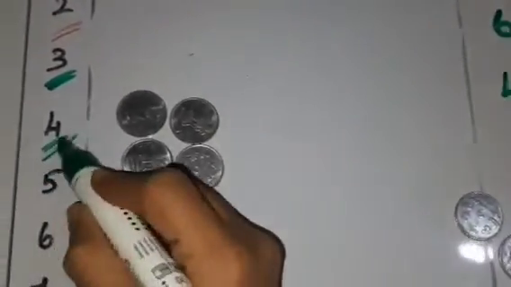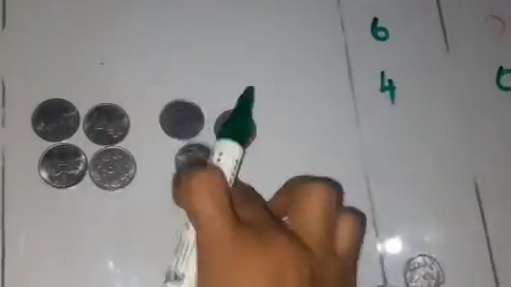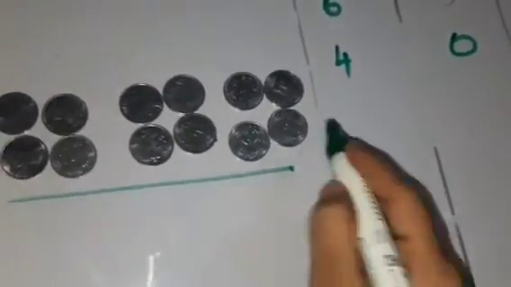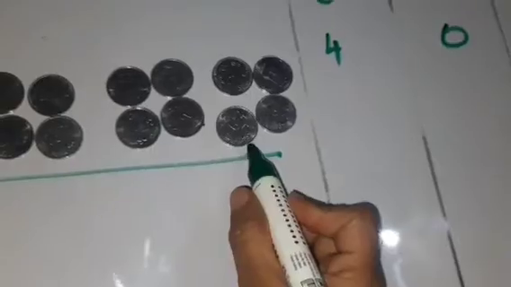Now the number announced is 4. What we are going to do is arrange the coins in groups of 4 and check whether there is any remainder. So as we arrange the coins 4 each, it forms 3 groups and there is no remainder.